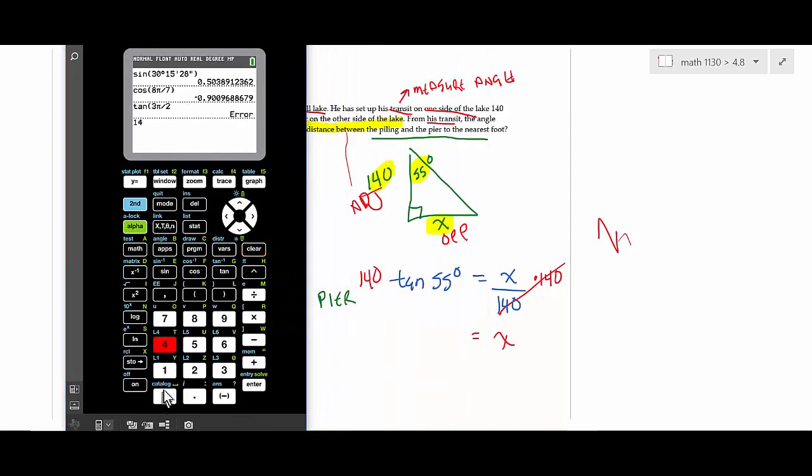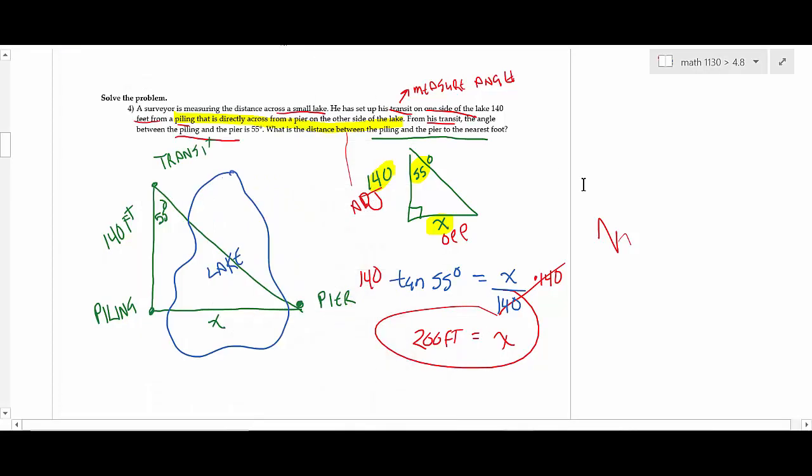When we got the answer to the problem, we have 140, and then we have the tangent of 55, and then we'll just round that to the nearest foot, so we'll just say 200. That's like 199.9 for all practical purposes. We'll just round that off to 200 feet like that, and that gives the answer to the problem.